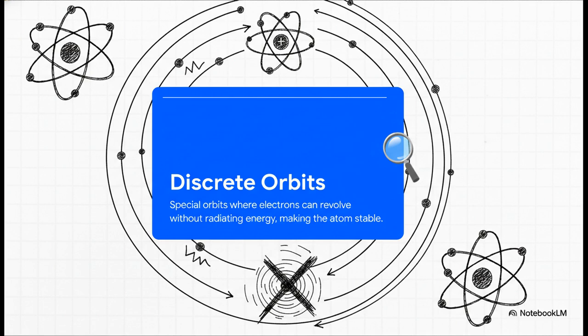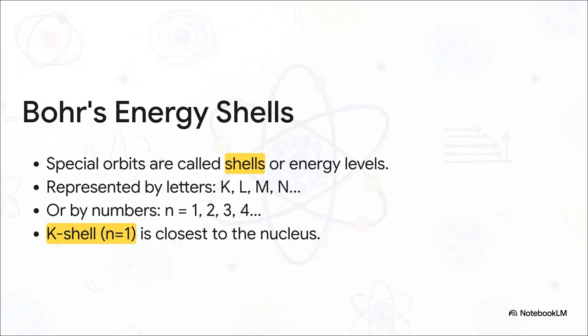And just like that, with this one simple rule, he solved the problem of the unstable atom. We call these special orbits shells. They are named starting from the one closest to the nucleus. We can label them with letters, K, L, M, N, and so on, or we can use numbers, n equals 1, 2, 3, 4, and so on. The K shell, which is n equals 1, is the one closest to the nucleus, and it has the lowest amount of energy. As we move further away from the nucleus, the energy of the shells keeps increasing.